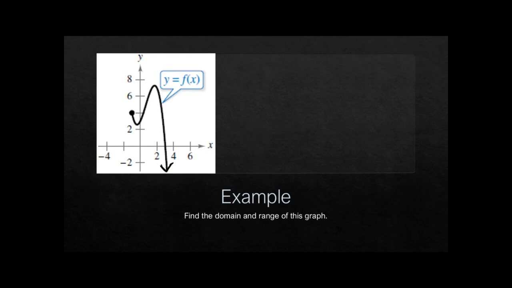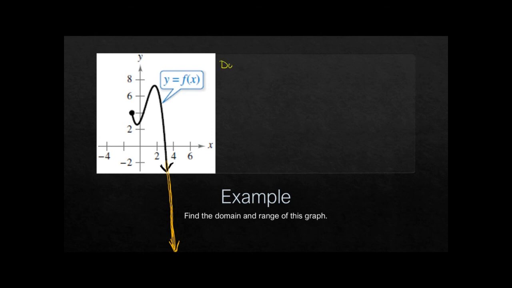It just follows that pattern. It's just going to continue on and on and on forever. So that arrow is telling us that if we kept zooming out, zooming out, zooming out, it's just going to keep going down, down, down. So if you don't see a dot, assume it's an arrow and it goes on forever. You can just draw that in to help you visualize.